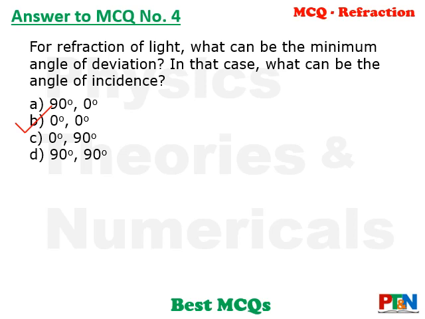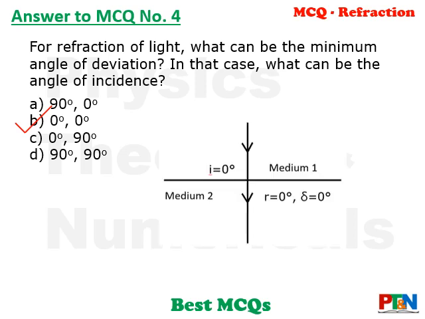Let's understand it from the diagram. See, this is the case where the ray is entering the surface perpendicularly, that is along the normal. That means angle of incidence is 0 degree and angle of refraction also is 0 degree, angle of deviation also is 0 degree.